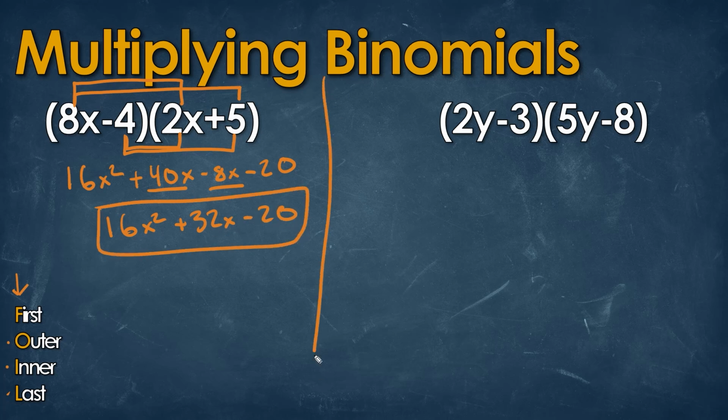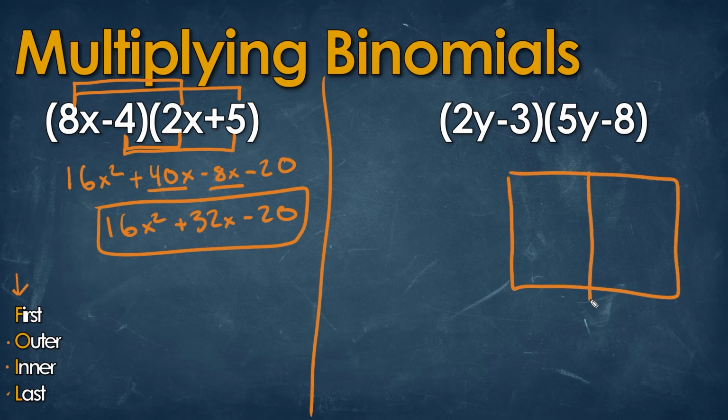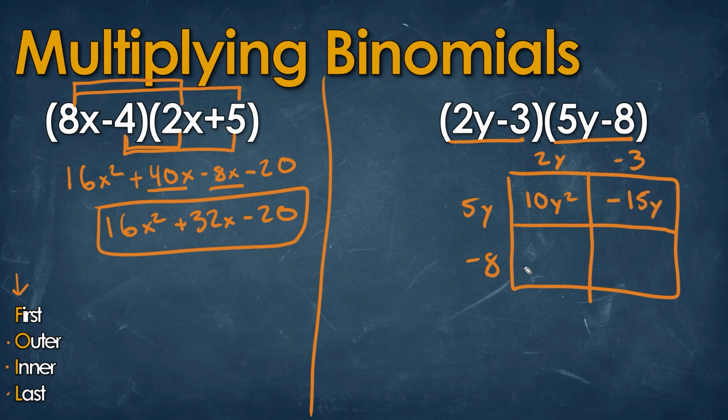Now if you don't like doing the FOIL method, we could do the box method here. So we're going to create a box. And then we're going to put the two binomials that we see, one on the side and one at the top. We'll put this one here on the side, and now we'll multiply those items up. 5y times 2y will give us 10y squared. 5y times negative 3 will give us negative 15y. 2y times negative 8 will give us negative 16y. And then negative 8 times negative 3 will give us a positive, and that's going to be 24.